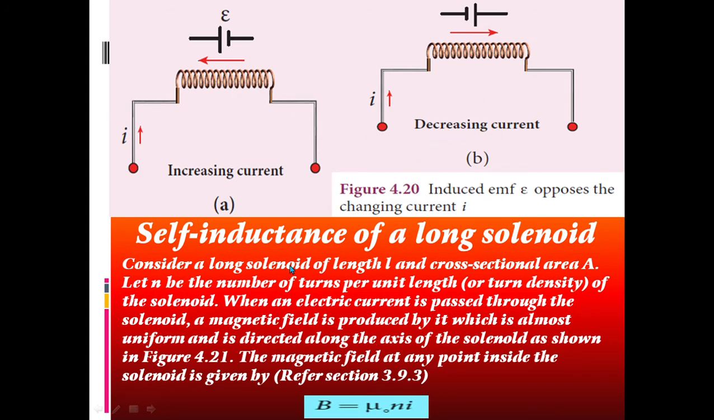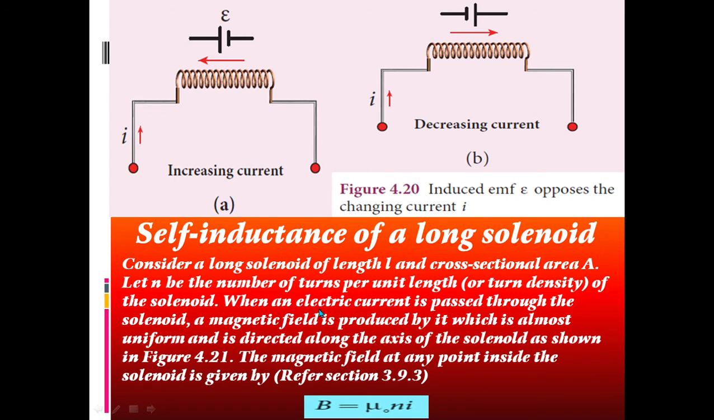The next topic is self inductance of a long solenoid. Now we can consider the long solenoid. What is meant by solenoid? A closely wound helical coil is nothing but a solenoid. Consider a long solenoid of length L and cross sectional area A. Let n be the number of turns per unit length, or turn density of the solenoid.